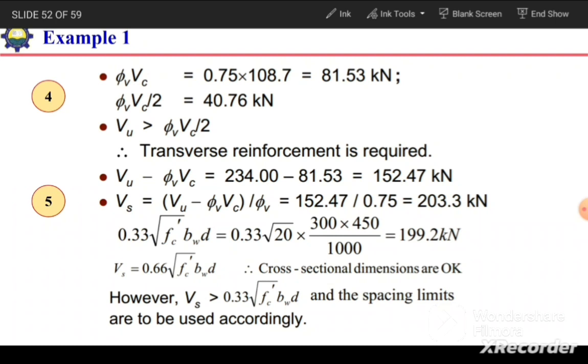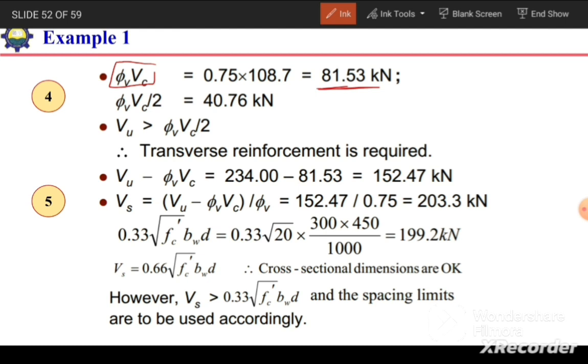So after that, the next step is to check whether the shear reinforcement is required or not. For that, first we need to calculate the design shear strength. So the nominal shear strength Vc multiplied by the phi_v factor will give us the design shear strength, and phi_v is 0.75 in case of shear.